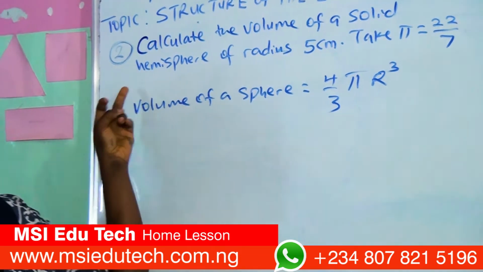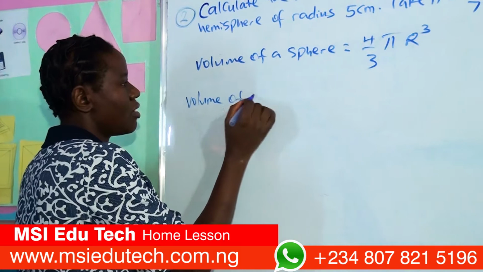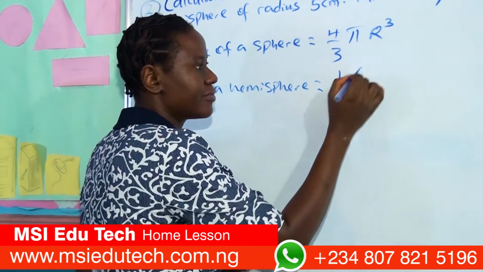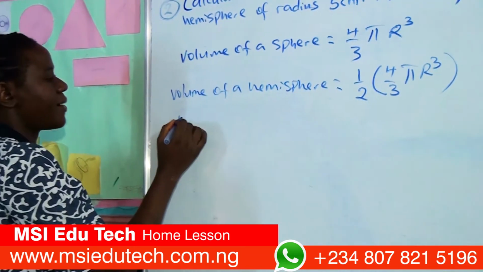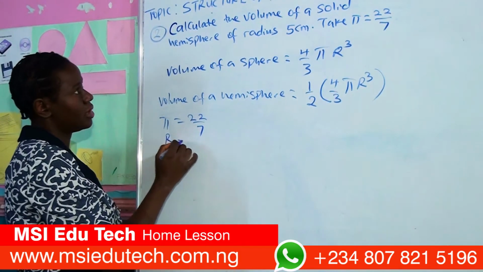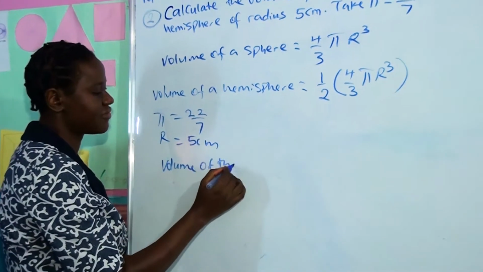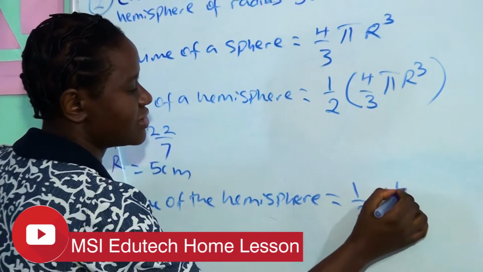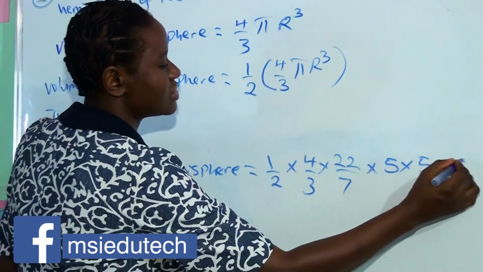But we are looking for a hemisphere, which is half of a sphere. So the volume of a hemisphere would be 1/2 times 4/3 πr³. Pi was given as 22/7 and r is 5 centimeter. So the volume of the hemisphere would be 1/2 times 4/3 times 22/7 times 5 times 5 times 5.